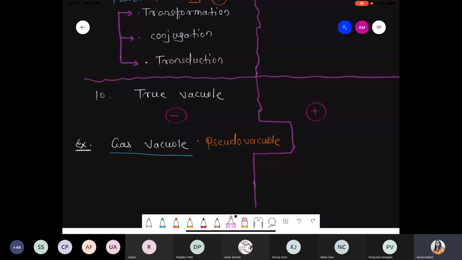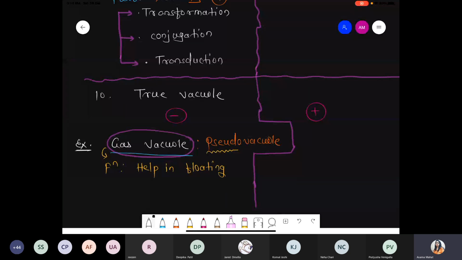You know very well the function of that gas vacuole: they help in floating, they maintain buoyancy, and they are present mostly in aquatic bacteria, right? Got it? So please remember, true vacuole is absent, but in bacteria gas vacuole is present, and that gas vacuole is not a true vacuole. These are pseudo vacuoles, because such vacuoles are present, but their function is to help in floating and maintain buoyancy.